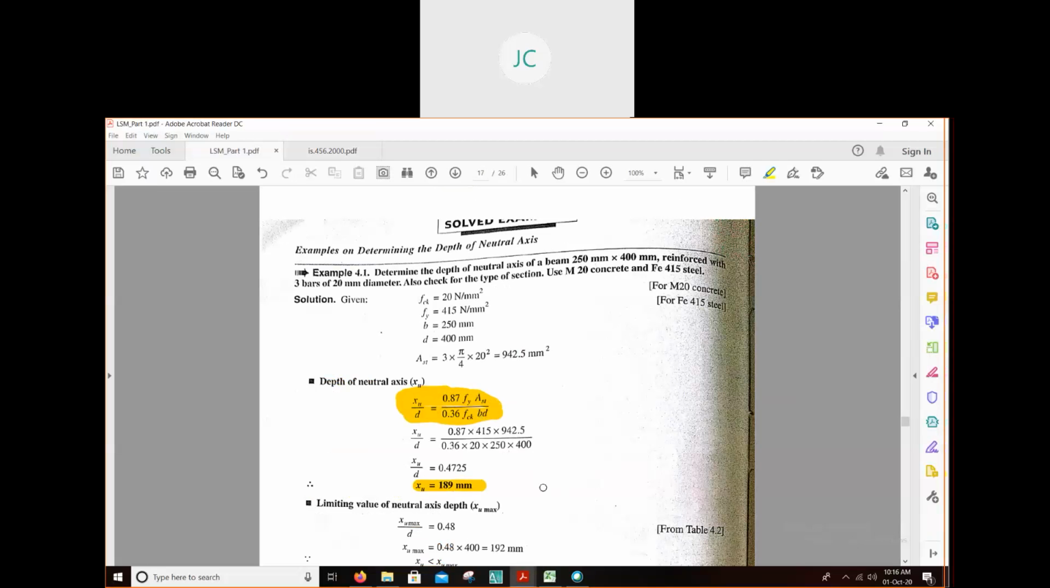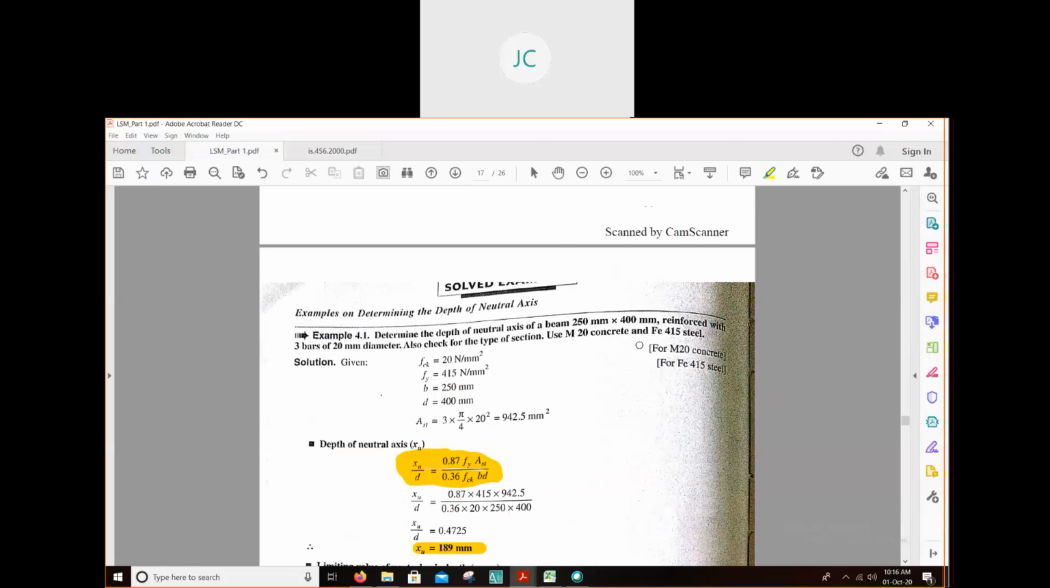In this equation, you can see all the values are given. Fy is given, AST is given, FCK is known, B is known, D is known, everything is known. So XU you will get 189 mm. That means the depth of neutral axis is 189. Now you have to find out XU max.